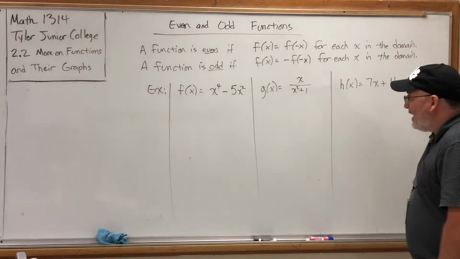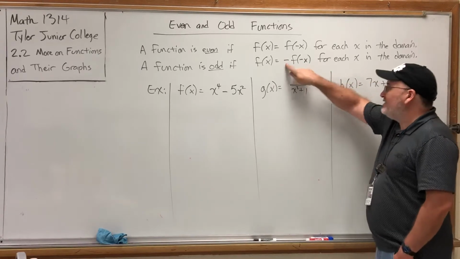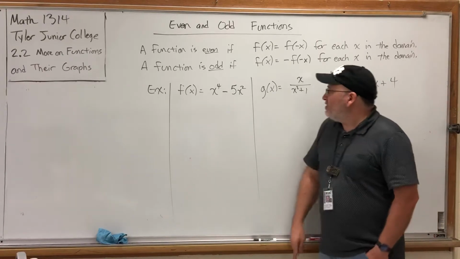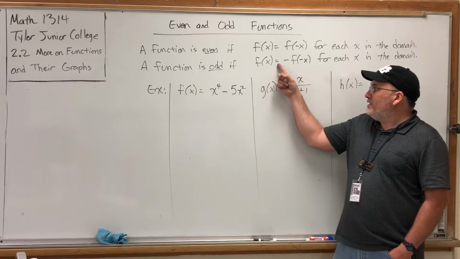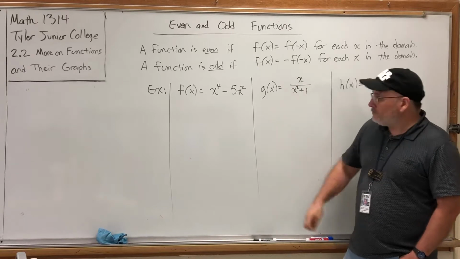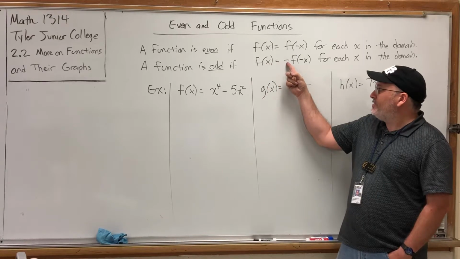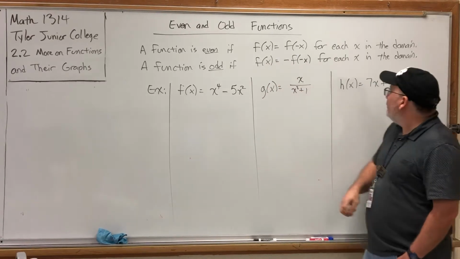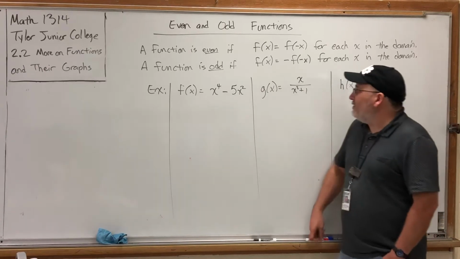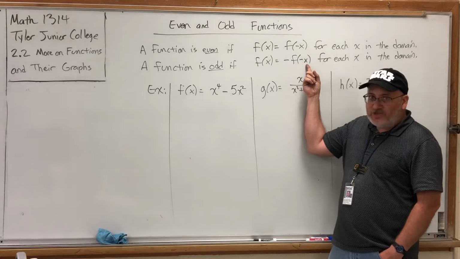A function is odd if f of x equals negative f of negative x, so negative on the outside and inside, for each x in the domain. Translation. A function is odd if putting in a positive gives the opposite of putting in a negative for each x in the domain. And for the purist, a function is odd if putting in one input gives the opposite value of putting in the opposite input.